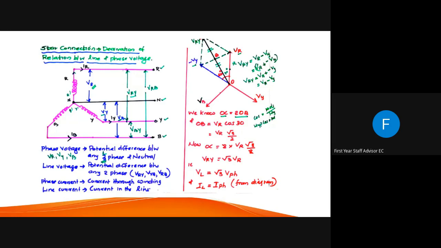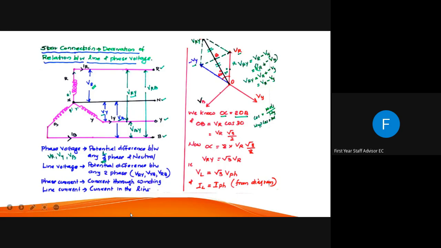Then we have seen phase current, which is the current in the winding, and line current, which is the current in the line. From this itself we understood that the line current and phase current are equal, because the current in the winding itself is flowing to the line. So we can write line current equal to phase current. We conclude that in a star connection the line current and phase current are the same.